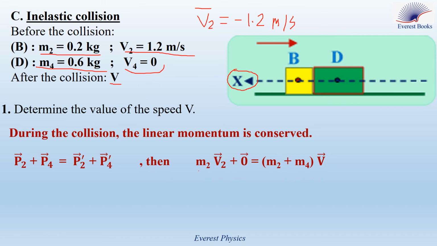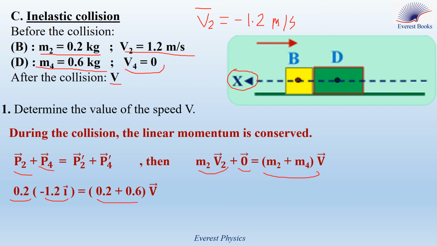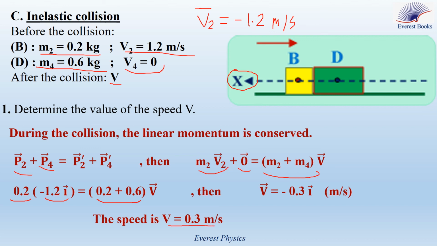Now, m2 v2 is equal to P2, 0 is equal to P4 since D is initially at rest, and P2 prime plus P4 prime is equal to m2 plus m4 times v. m2 plus m4 is the total mass of the system, and this system after collision has the same velocity v. Now, let's move to the substitution. m2 is equal to 0.2, v2 is equal to minus 1.2 i, m2 plus m4 equals 0.2 plus 0.6. Finally, we get the velocity of the system after collision, which is equal to minus 0.3 i. But we have to find the speed. Easily, we can deduce that the speed of the system after collision is equal to 0.3 meters per second.